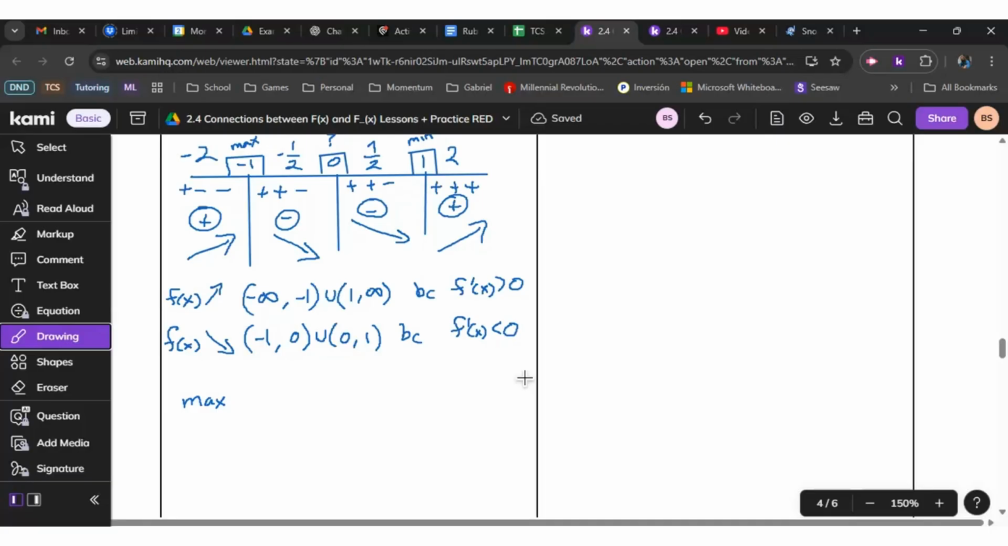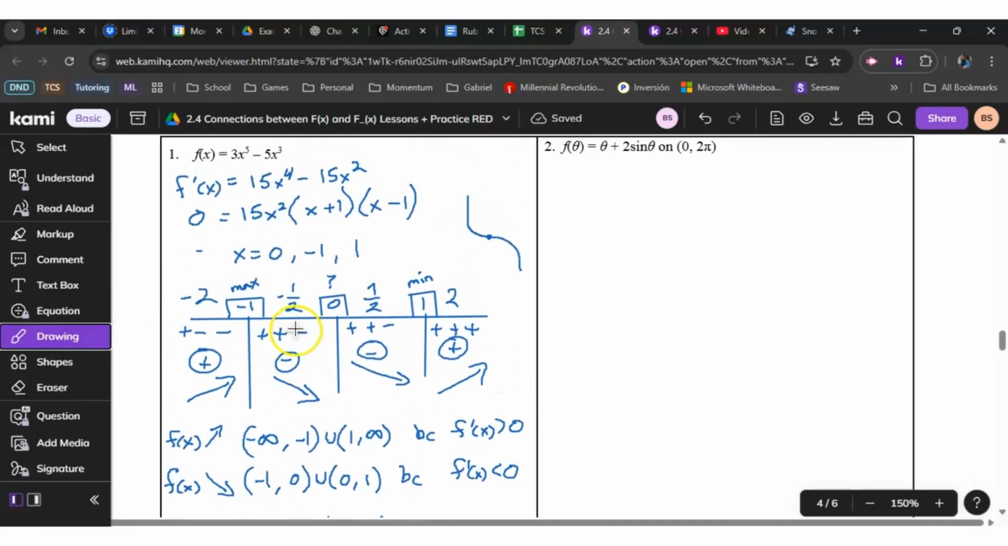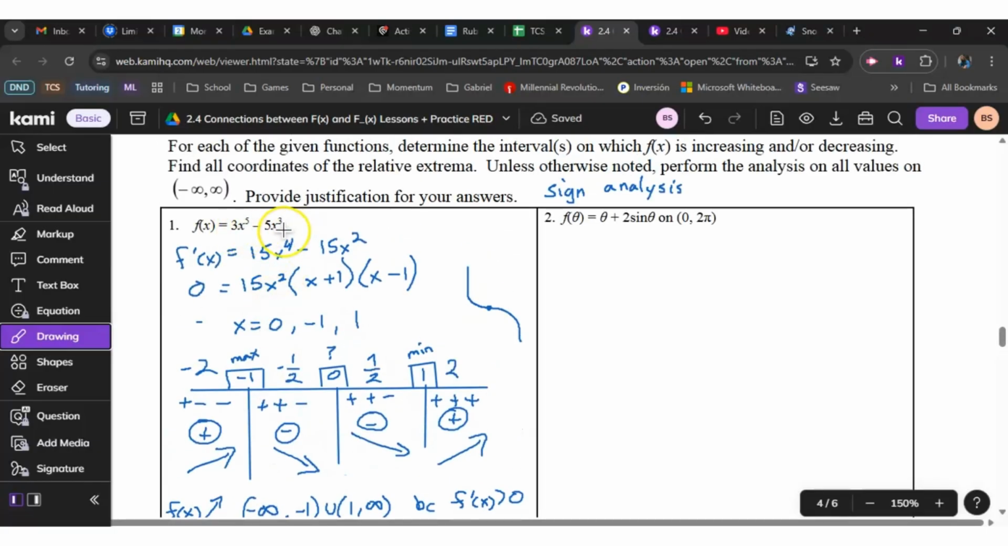All right, where's my max? It's at negative 1. I know that the maximum happens at x equals negative 1. Plug in negative 1 into the original equation. Negative 1 cubed is negative 1, so negative 3 minus 5 times negative 1. So negative 3 plus 5 is 2.